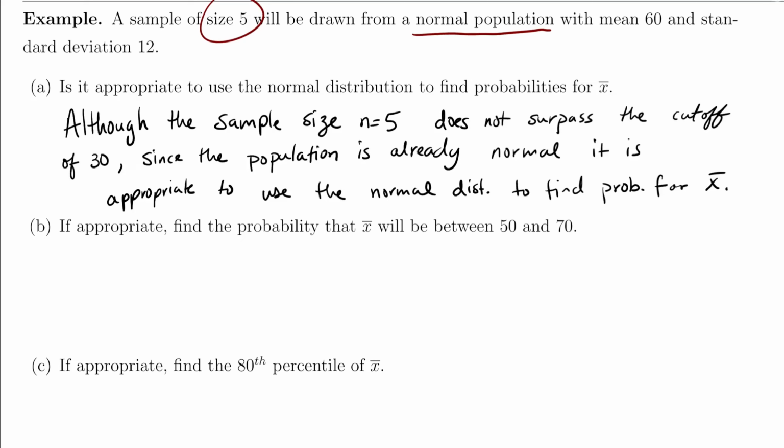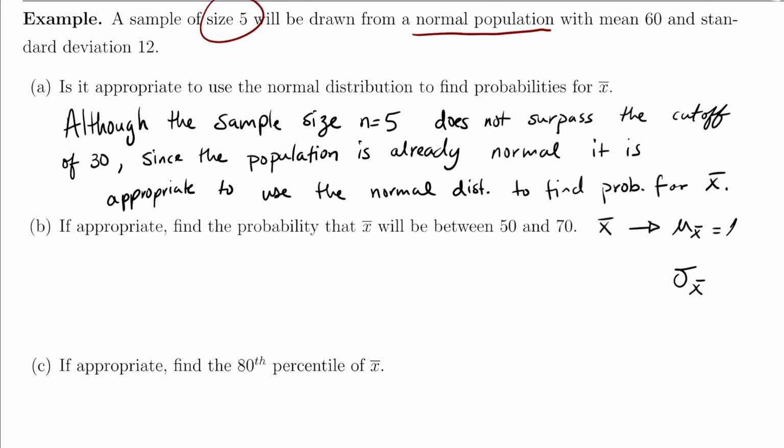So since it's appropriate, let's continue on to B. It says find the probability that our sample mean will be between 50 and 70. Now the sample mean, remember, does not have the original mean and original standard deviation. Instead, once you're dealing with the sample mean, you immediately need to find mu sub x bar, so the mean for the sample mean, and sigma sub x bar.